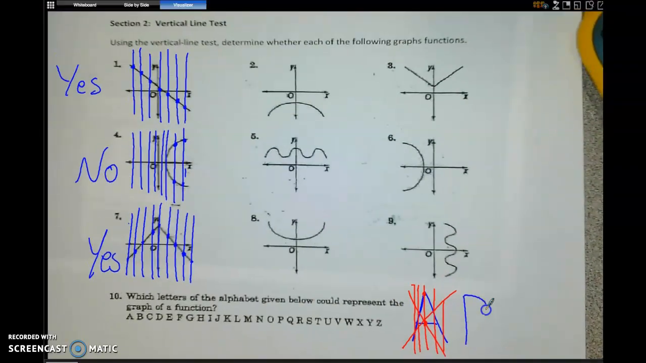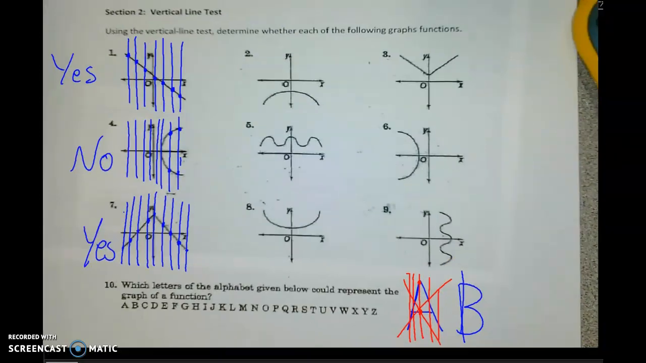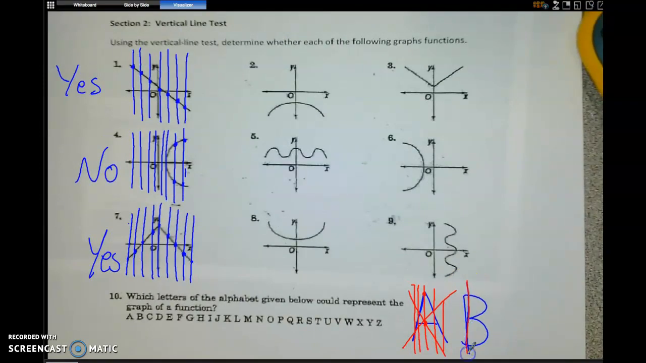So looking at the next letter. B. Okay, let me change colors. Vertical line test. Right here, it touches in 1, 2, 3, 4 places. So B is not a function. So you're going to go through each letter and decide if it is a function. So going through and figuring out which letters it is.